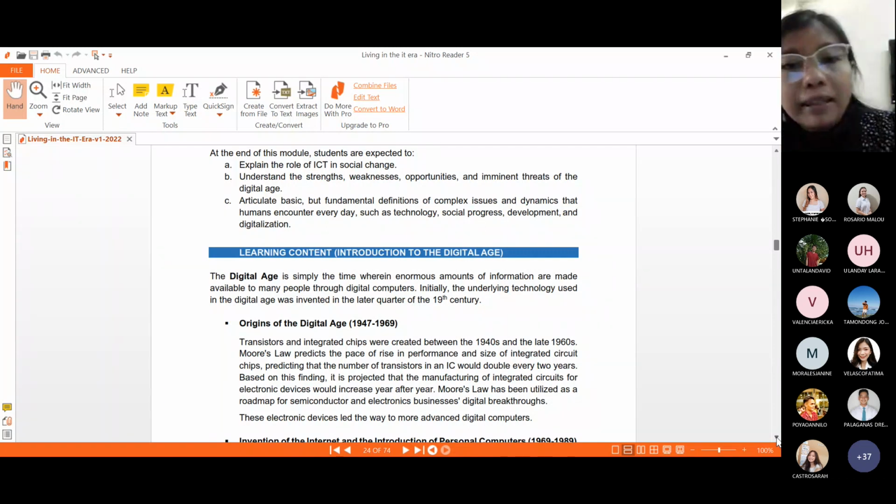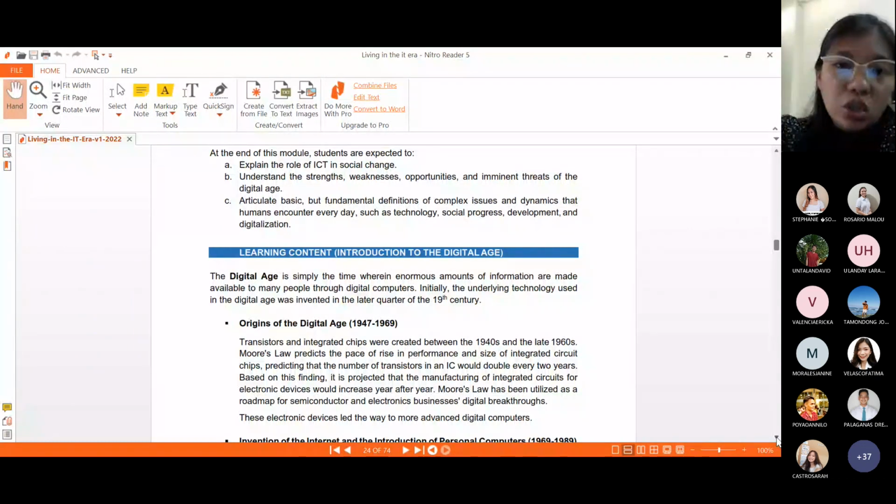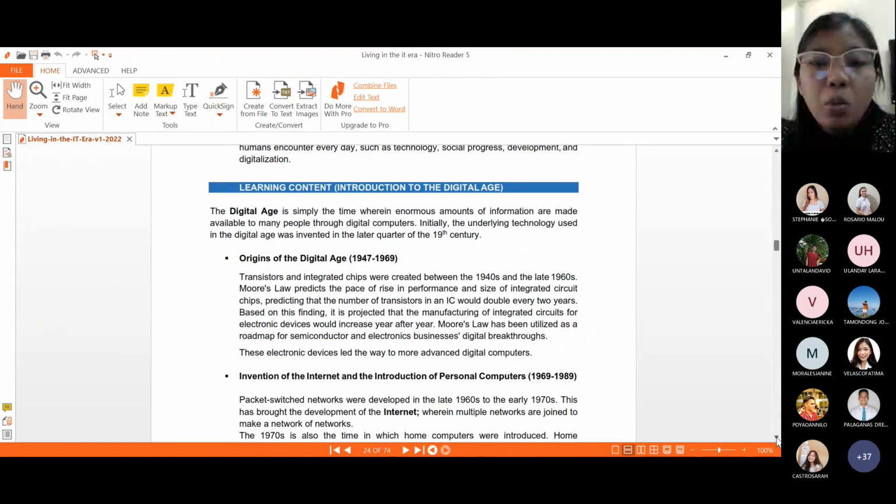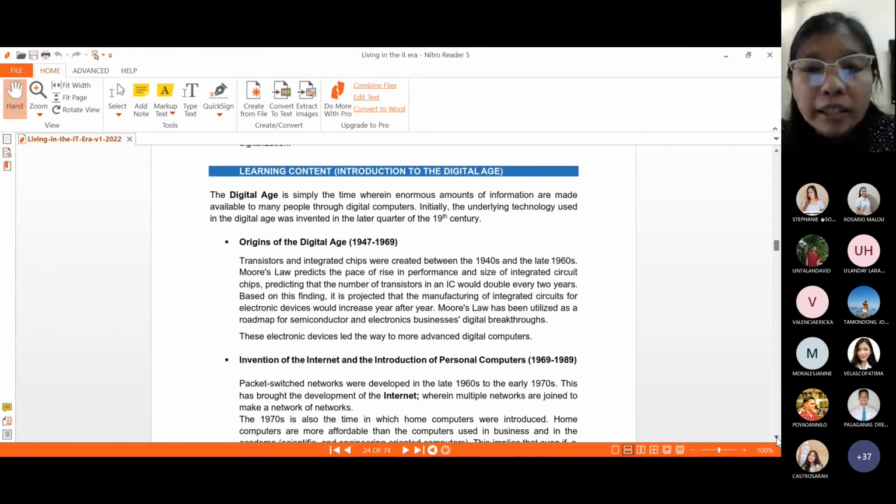Articulate basic but fundamental definitions of complex issues and dynamics that humans encounter every day, such as technology, social progress, development, and digitalization. Okay, so let's define digital age. This is simply the time wherein enormous amounts of information are made available to many people through digital computers. Initially, the underlying technology used in the digital age was invented in the later quarter of the 19th century.